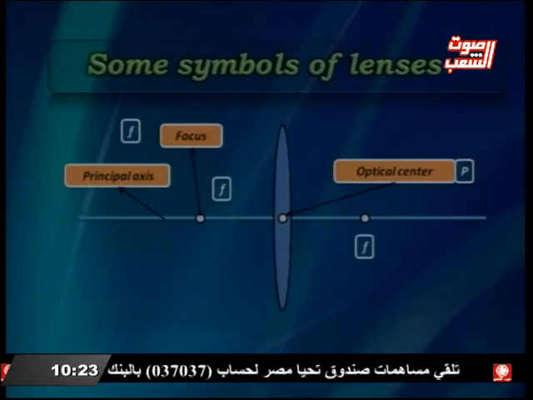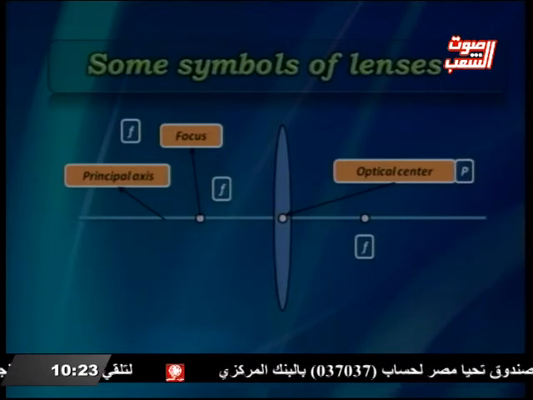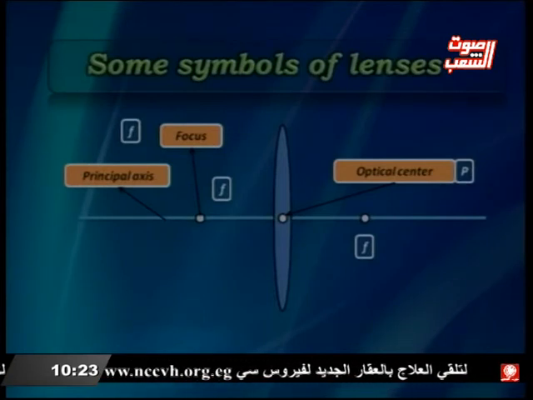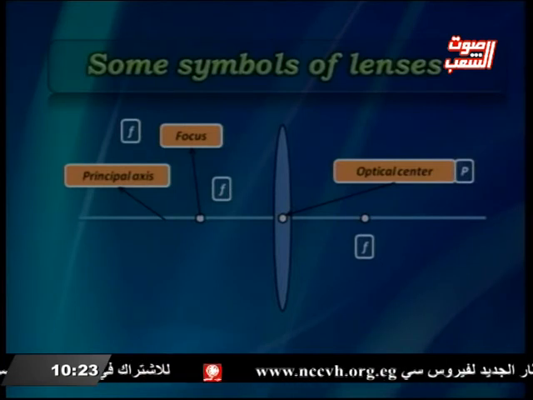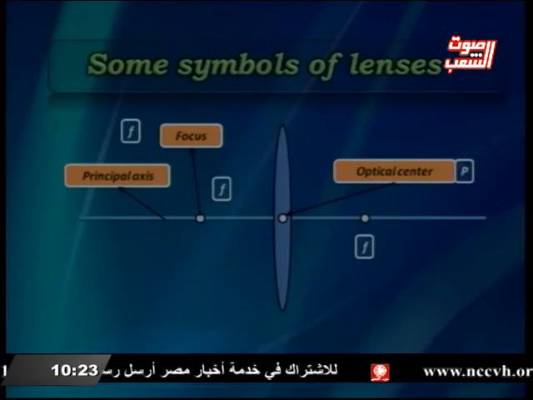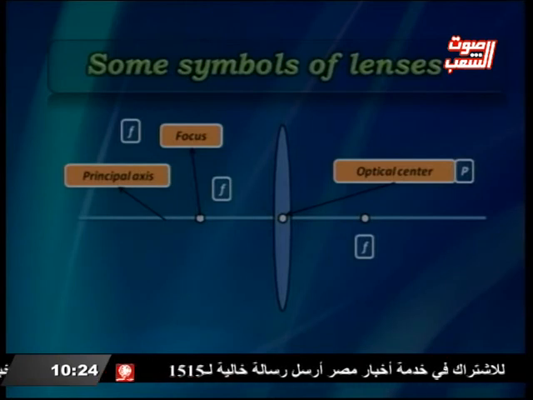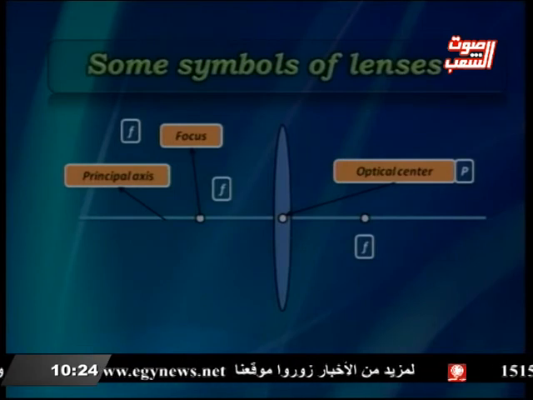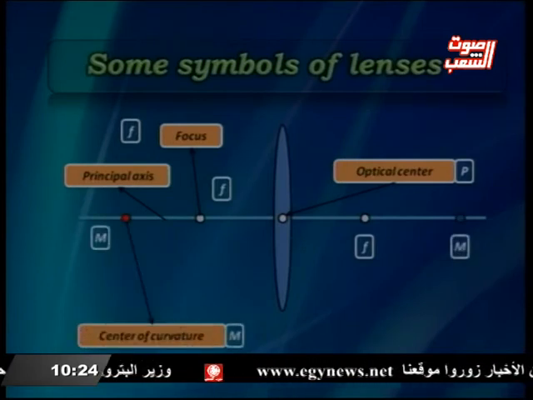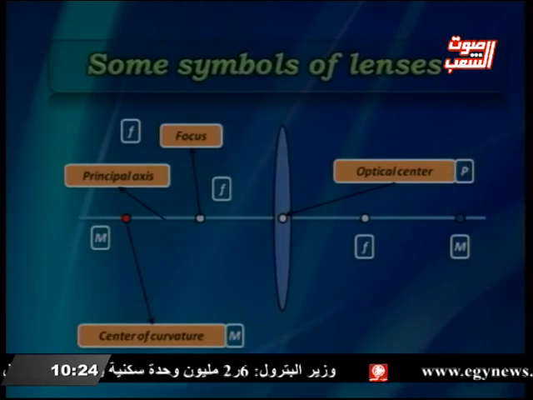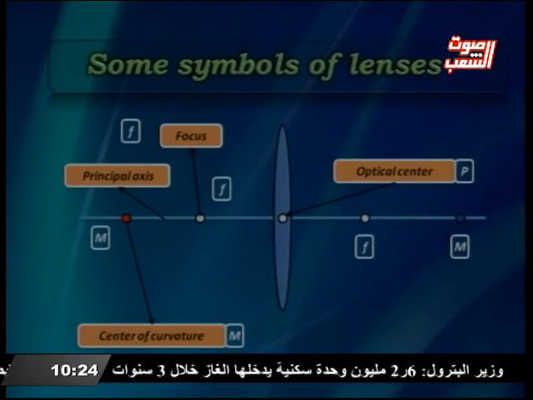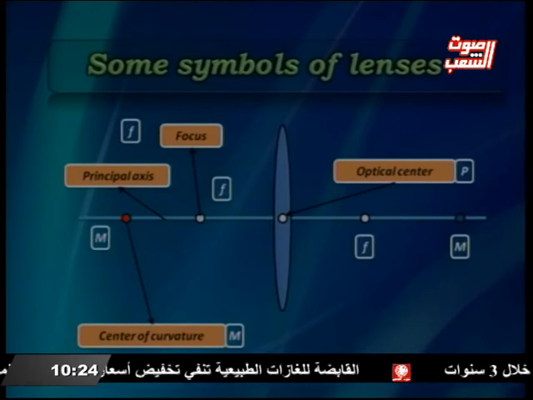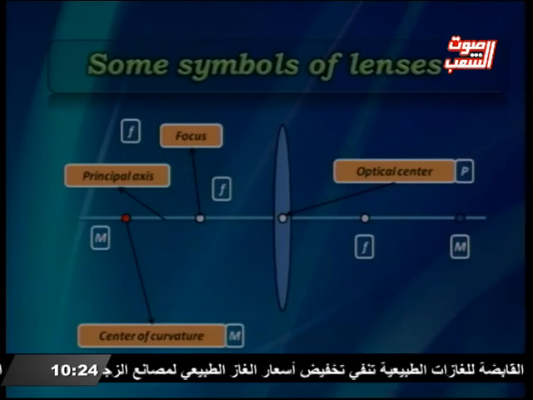So here we have the principal axis again, the straight line that passes through the optical center, and we have the optical center here at P. The symbol of the optical center is P, and this point is found at the midpoint of the convex lens or concave lens. After that, we have M. What is meant by M? The center of curvature. How many centers of curvature do we have? Two. One on the left side and one on the right side. Why? Because the lens has two surfaces.